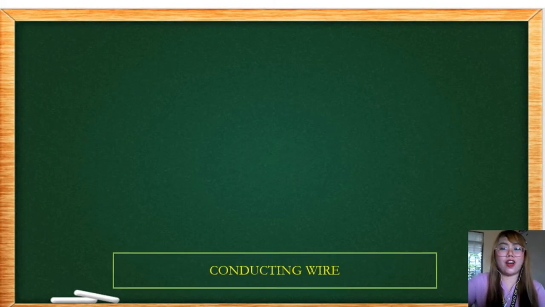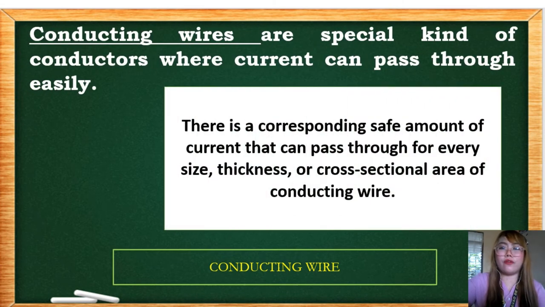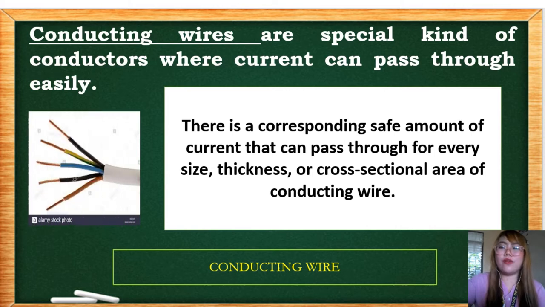How about conducting wire? Conducting wires are special kind of conductors where current can pass through easily. There is a corresponding safe amount of current that can pass through every size, thickness, or cross-sectional area of conducting wire. So, it is important to consider the dimension of wire to be used when connecting a load or number of loads in a circuit.